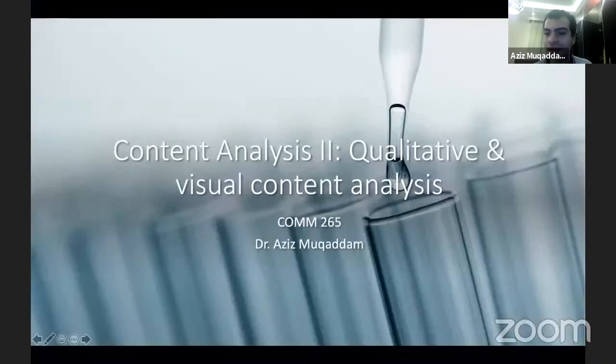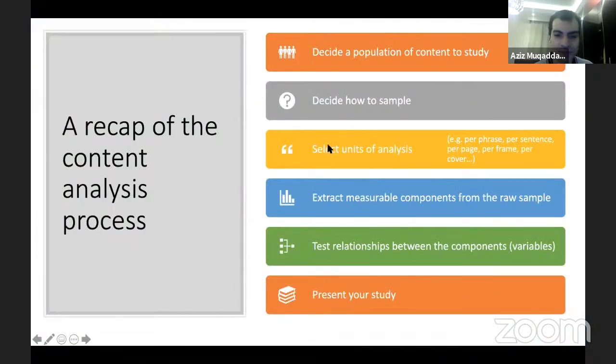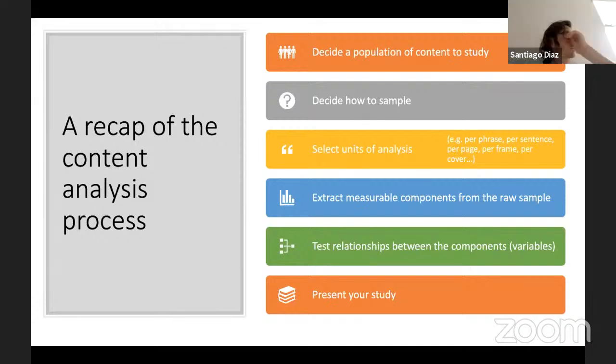Cool. So I hope everybody is doing okay. This week we're going to continue to talk about content analysis. If you remember, I covered a different type of content analysis last time, which was quantitative deductive content analysis. And there's another type that we'll discuss today. And then we're going to practice, as a matter of fact.